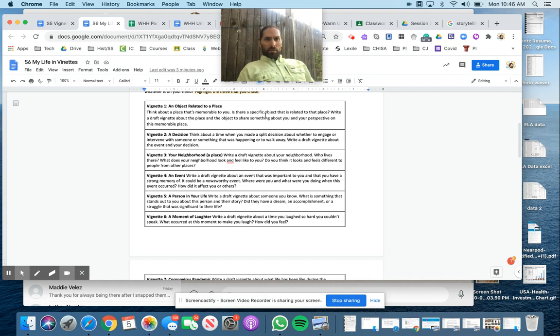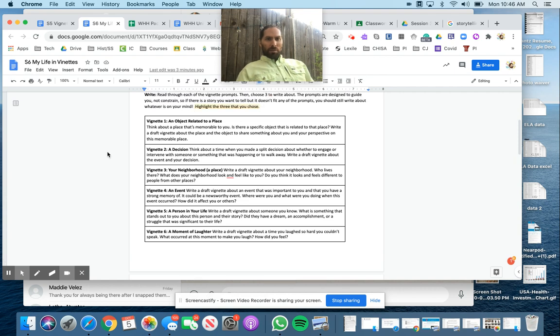So the goal here is to figure out, what do you want to write about? You might have a story in your head already that you want to tell. Figure out which prompt it kind of connects to. These are pretty broad and open-ended. Or if you don't quite have the story in your head, read through these options and see what would be an interesting story to tell that would be meaningful for you to share.